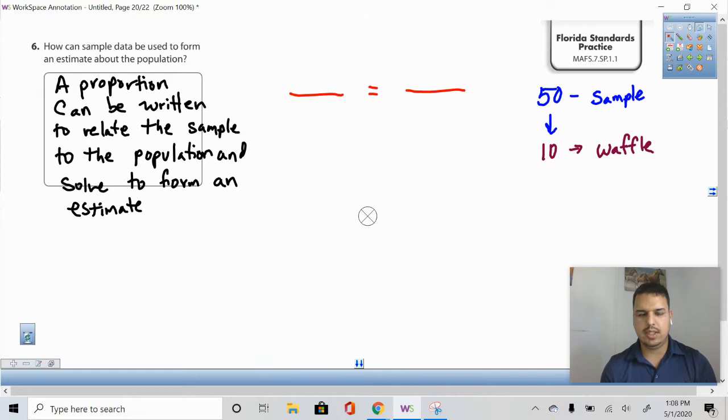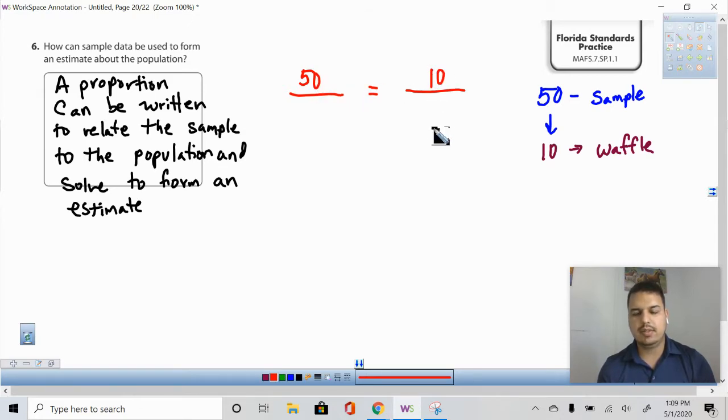The proportion is basically two fractions that equal one another. So in this case, I could say that of the 50 people that someone surveyed, 10 ate waffles for breakfast. Now, what if I want my population to increase to 5,000? Then I could give a good estimate that the people that ate waffles that morning are going to be 1,000.